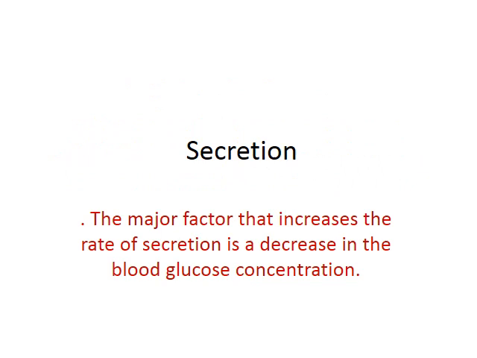Secretion: how does its secretion happen, and when? The major factor that increases the rate of secretion is a decrease in blood glucose concentration. What controls it is blood glucose.